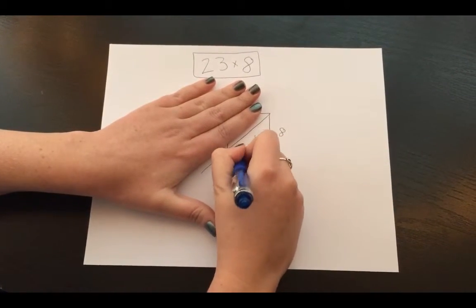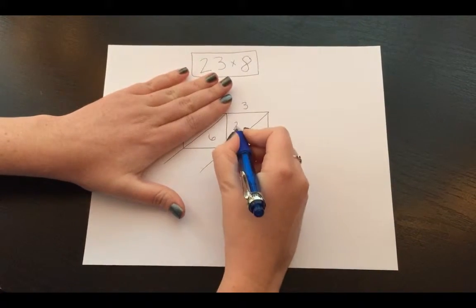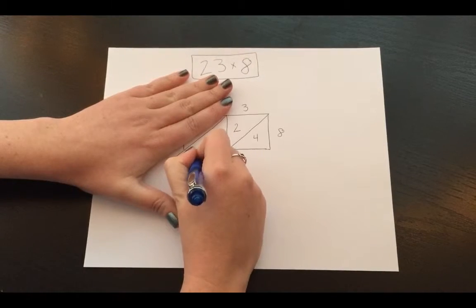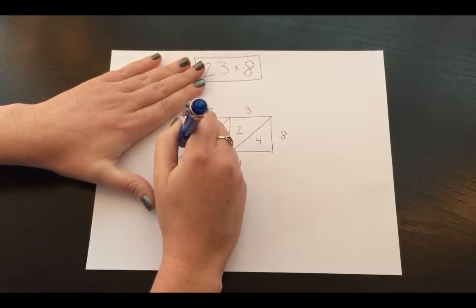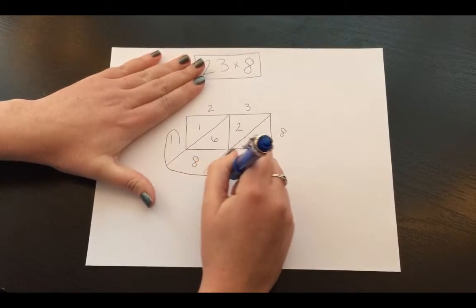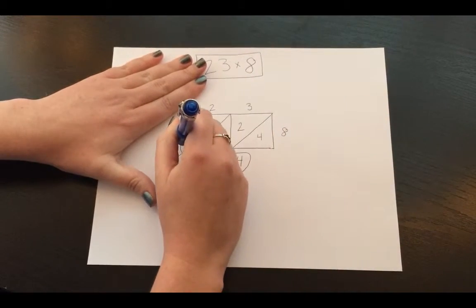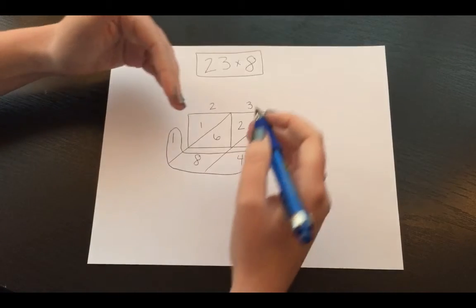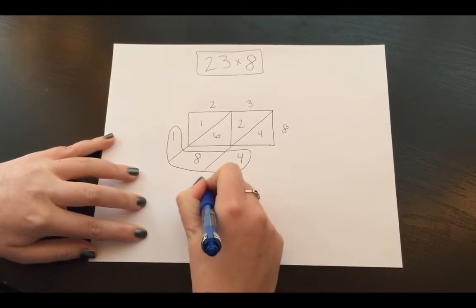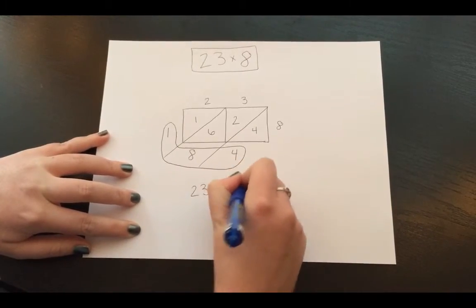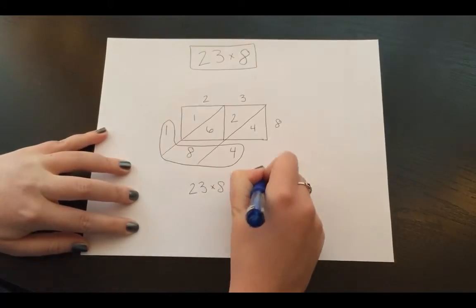4 is by itself, so that adds up to 4. We have 2 plus 6, which adds up to 8, and 1 is by itself, which adds to 1. Encourage your students to circle the numbers to visually separate the product from everything else you've been doing. So through the lattice method, we have determined that 23 times 8 equals 184.